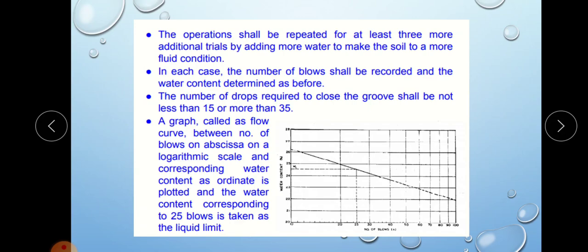The water content corresponding to 25 number of blows is taken as liquid limit. So our aim is to find the liquid limit. So liquid limit means water content corresponding to 25 blows. So from this Casagrande experiment, liquid limit is the water content at which the soil is sufficiently fluid to flow when the device is given 25 blows.